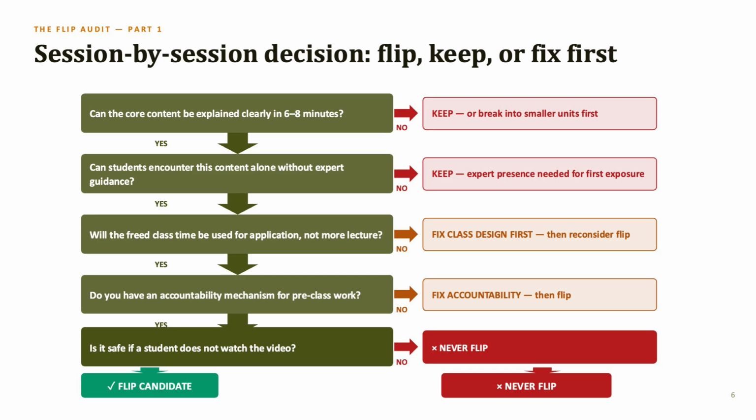When considering a session-by-session decision to flip, keep, or fix first, we must conduct the flip audit. This flowchart guides us through critical questions. First, can the core content be explained clearly in 6 to 8 minutes? If no, keep or break it into smaller units.